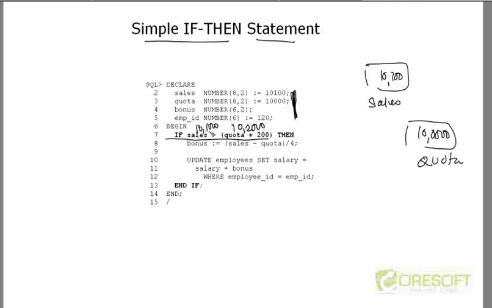That means if this condition is not satisfied, the control goes directly to line number 13. In this case, I'm not doing anything; I'm just getting out of my IF-THEN. So this is the idea of an IF-THEN: if something, then do, and then end it.